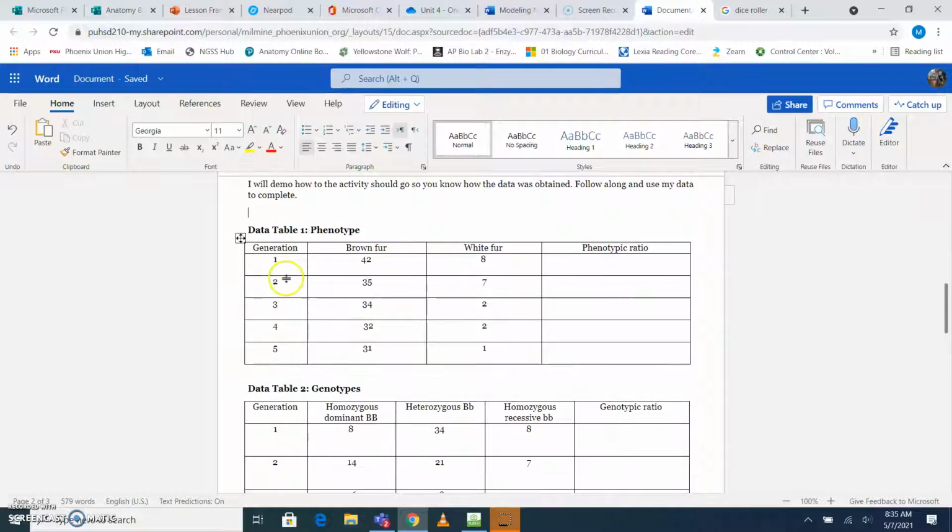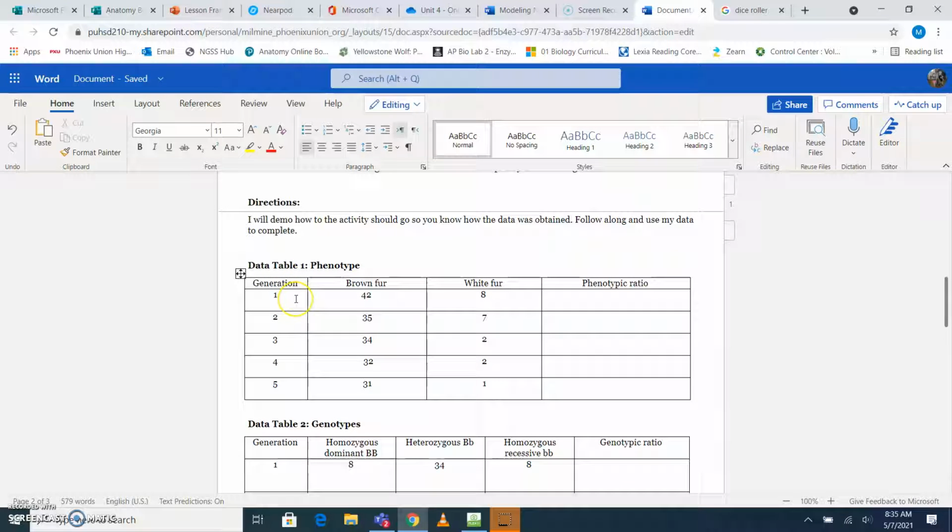Each has 5 generations, and as we can see, there are a total of 50 mice to start off the first generation. That's because there were 100 alleles in the gene pool, and each mouse has 2 alleles, so 100 divided by 2 gives us 50 mice.